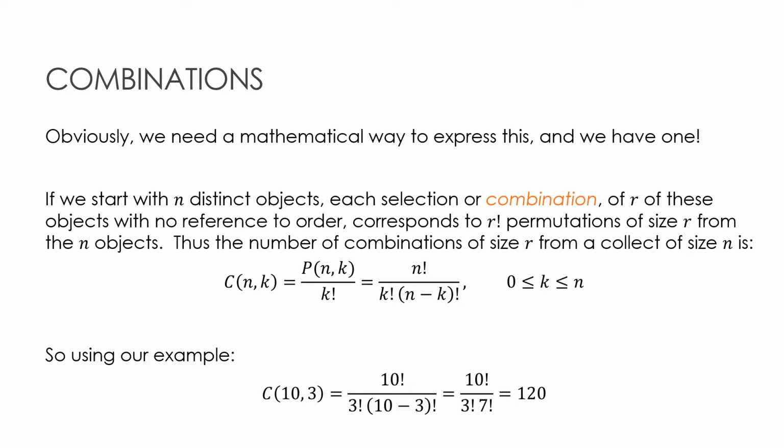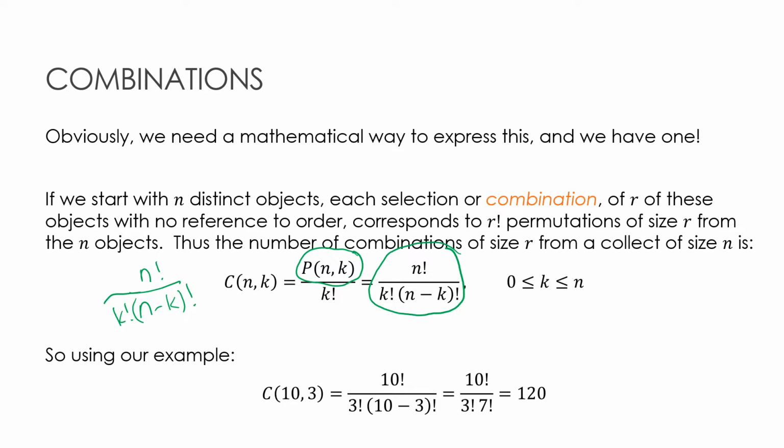So obviously, we need a mathematical way to express it, and of course we have one. If we are dealing with a combination instead of a permutation, a combination where order makes no difference, then we're going to find the permutation and we're going to divide it by k factorial. So if I take that to the next step and say, well, I know that this is actually n factorial over n minus k factorial, and then I have to divide that by k factorial, notice all I'm doing is sticking another k factorial on the bottom. So this is my formula for a combination of n items.